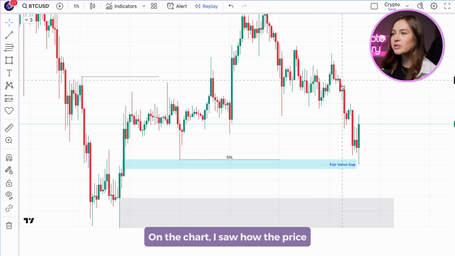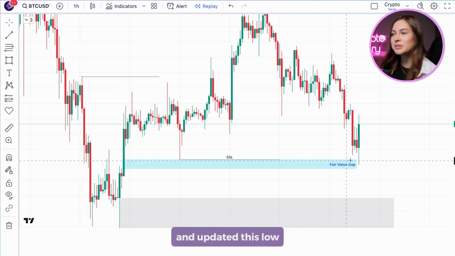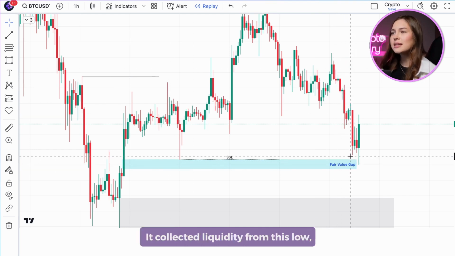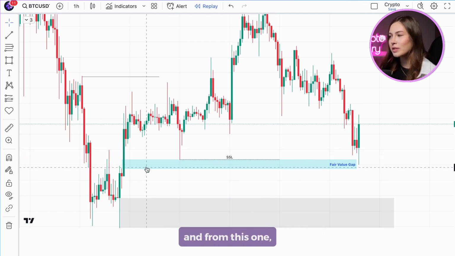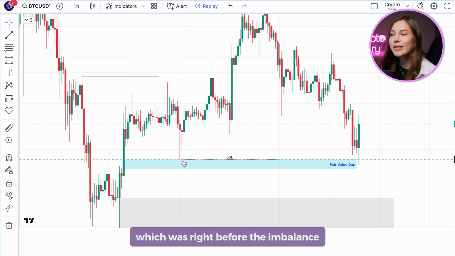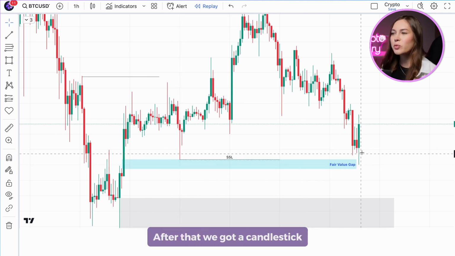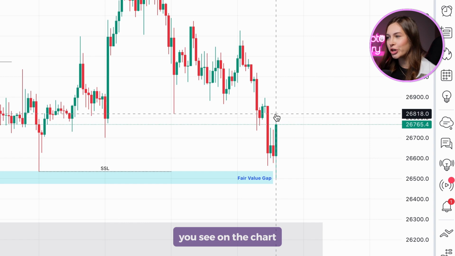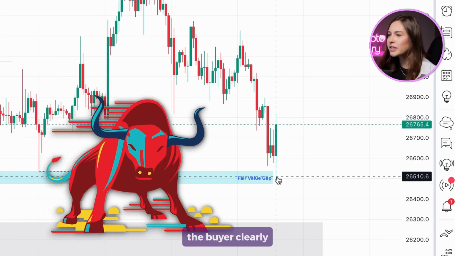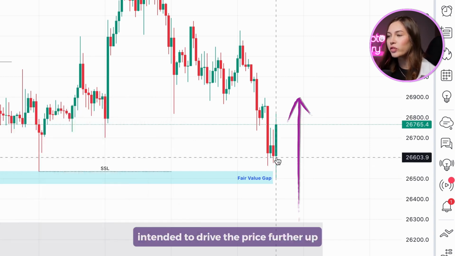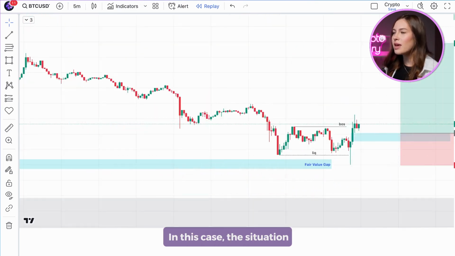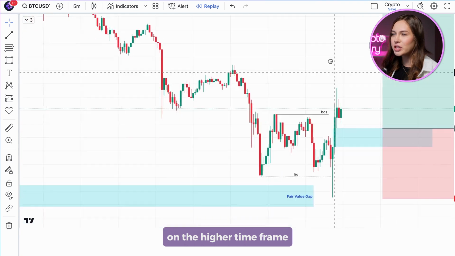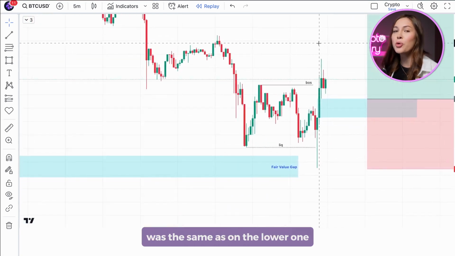On the chart, I saw how the price moved to the imbalance and updated this low. It collected liquidity from this low, the closest one to the price, and from this one, which was right before the imbalance. After that, we got a candlestick you see on the chart. At this point, the buyer clearly intended to drive the price further up. I entered the trade on a 5-minute time frame. In this case, the situation on the higher time frame was the same as on the lower one.